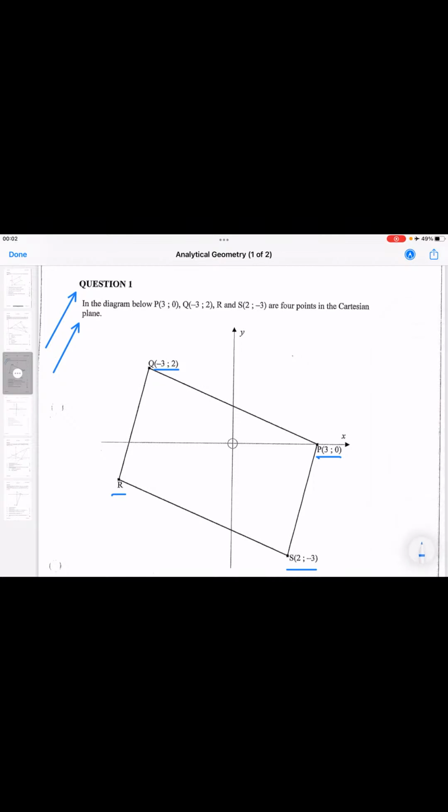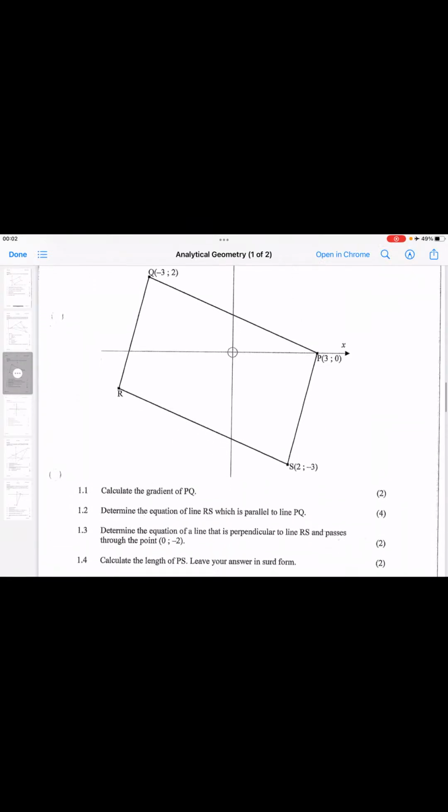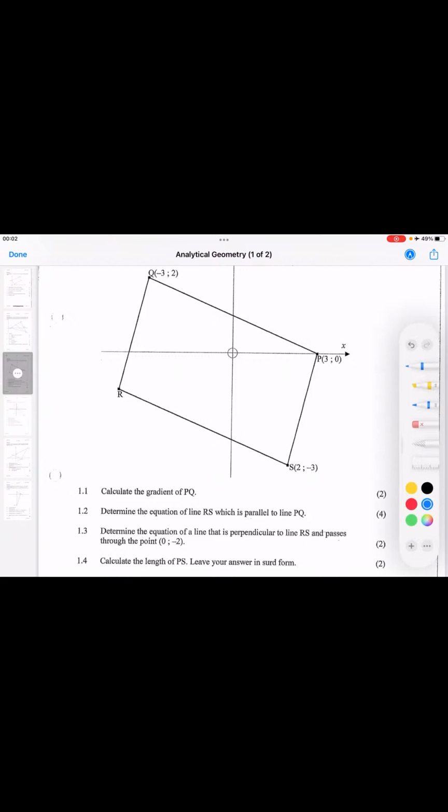So I think very quickly, let's have a look at the questions and see how far we can go. The statement is represented diagrammatically. So let's roll down and then we look at the questions. The first question says calculate the gradient of PQ. Where is P? Let me quickly do that. There is P and there is Q.